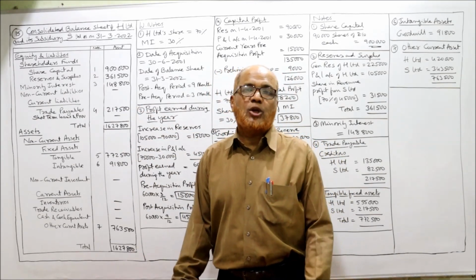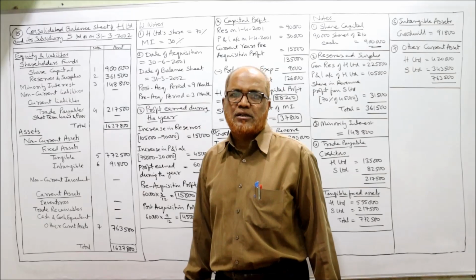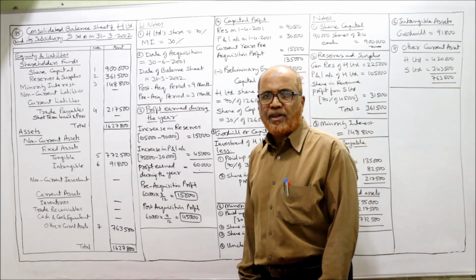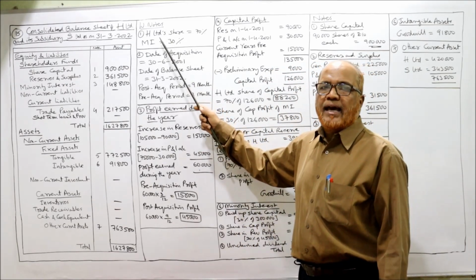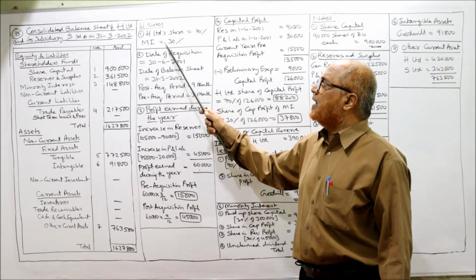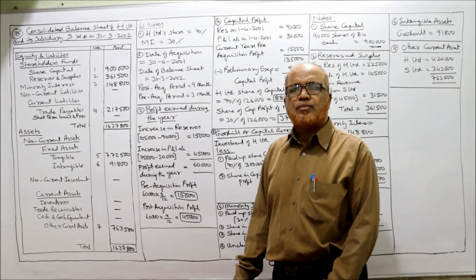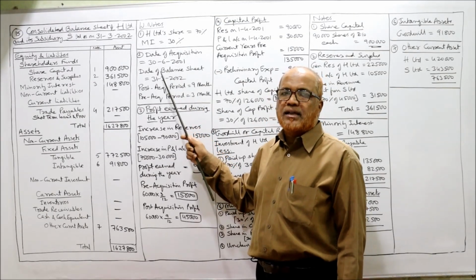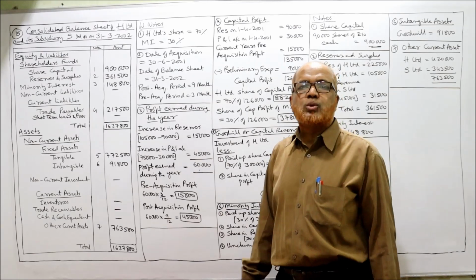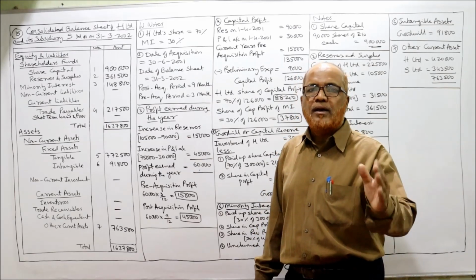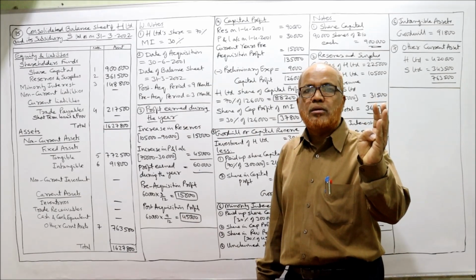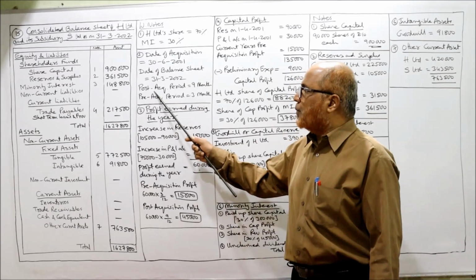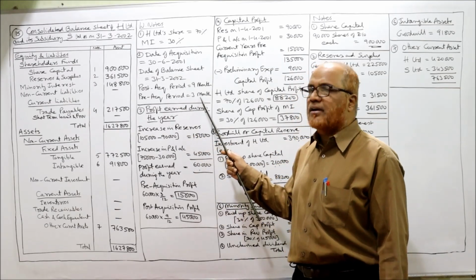Now come to the working notes. That is very, very important. So you must focus, you must concentrate more on working notes. First working note, H Limited share 70%, minority interest 30%. Second, date of acquisition is 30th June 2001 and the date of the balance sheet is 31st March 2002. So how many months are pre-acquisition? April, May, June. Only 3 months are pre-acquisition. Post-acquisition, 9 months.